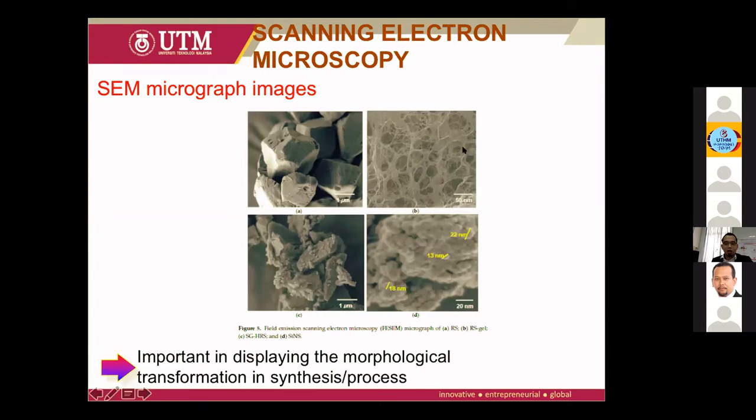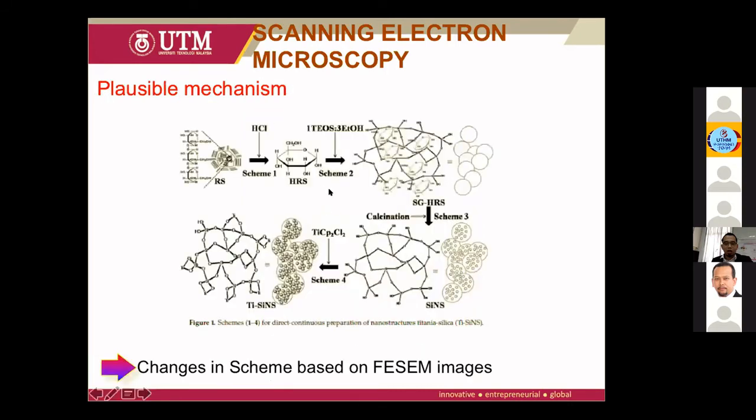This is a bit tough to prepare. It's actually using what we call freeze-dried simulation here, and then we transform the rice starch as the bundle within the silicate. Okay, so this silicate here is going to be transformed into nanostructured silica. This is what you get, the rice starch and the silica source here, in bundles, highly aggregated. Then we want to transform it into the silicate here. So that's why SEM can contribute in displaying the morphological transformation in a process or in the synthesis, so we can come up with the possible mechanism here.